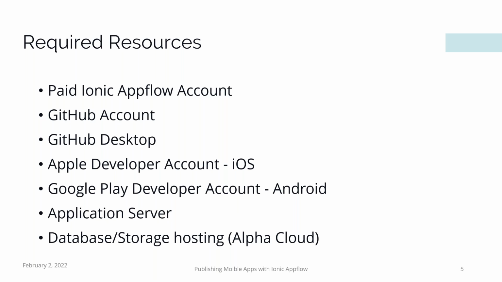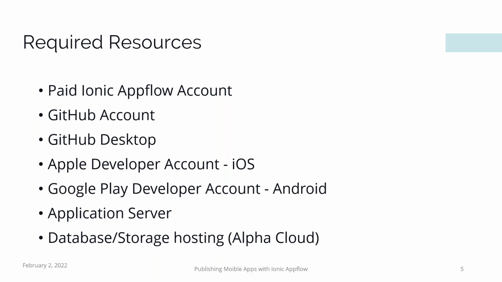You're also going to need a GitHub account. You're going to need the GitHub desktop application, which we open as part of the process for publishing to Ionic. If you're going to build for iOS, you're going to need an Apple developer account. I believe it's something like $100 a year. And then for Android, you may need a Google Play developer account. You certainly need one if you get to the point where you're ready to deploy on Google Play.